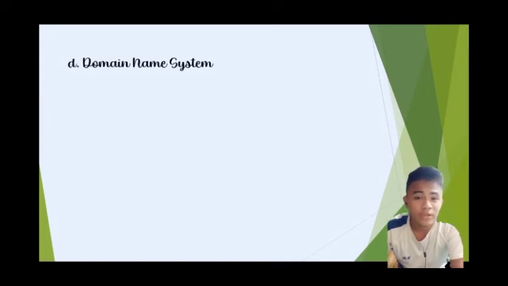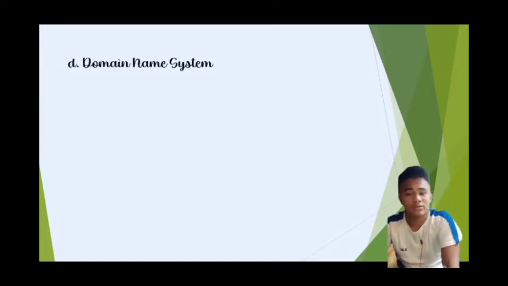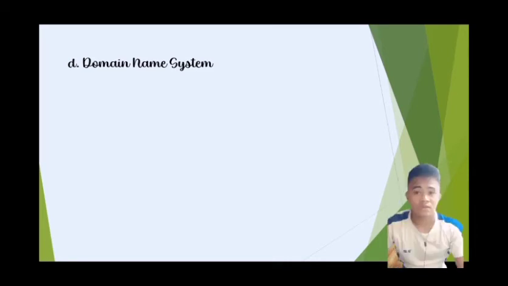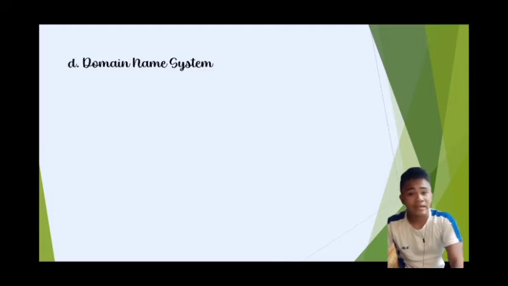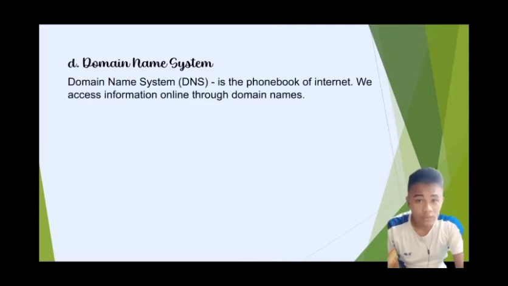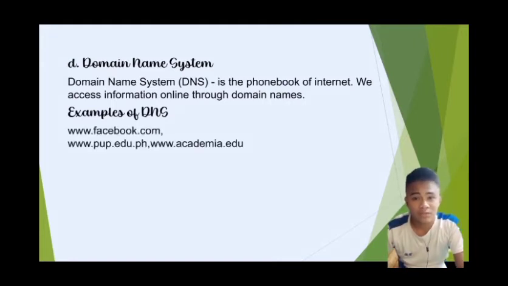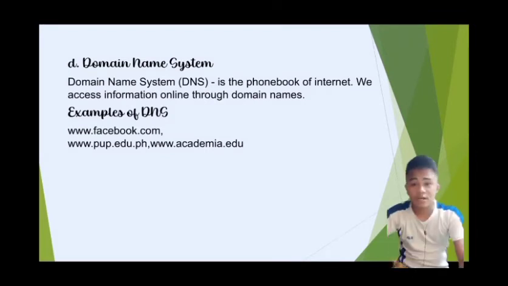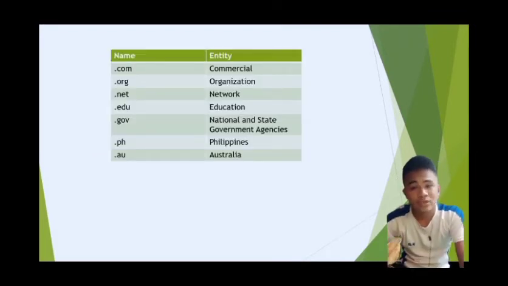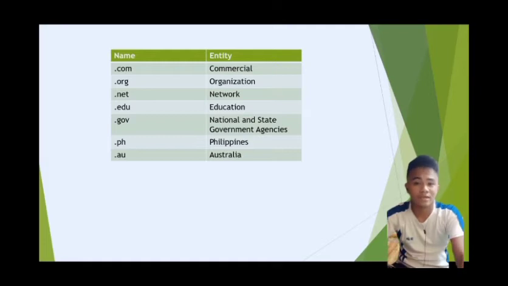Next, the fourth major component of the internet is the domain name system, or the DNS. The domain name system is the phone book of the internet. We access information online through domain names. These are examples of domain names: www.facebook.com, www.pupedu.ph, and www.academia.edu. These are the different names that we use in browsing different websites on the internet.